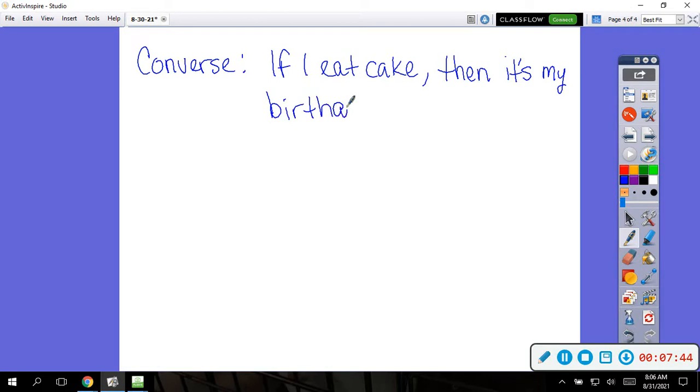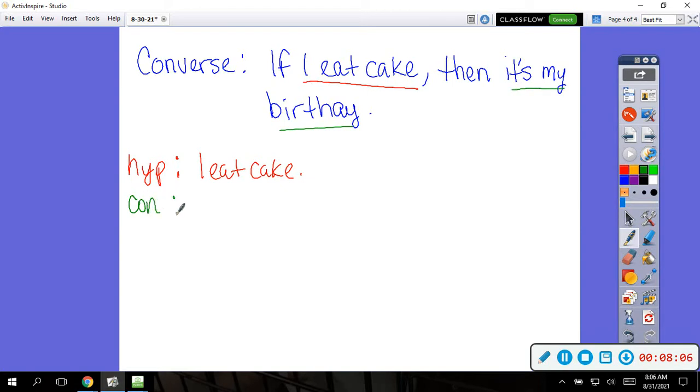So in this case, what part's the hypothesis? If I eat cake. Yeah, I eat cake. So here's the hypothesis this time: I eat cake. And then what part, of course, is the conclusion? If it is my birthday. Yeah, it's my birthday. So the conclusion is it's my birthday.